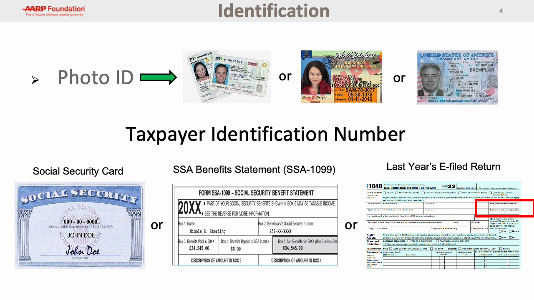Now, if the taxpayer doesn't have a Social Security card or Social Security benefit statement, they may use a prior year's tax return to verify their Social Security number if we generated the return. Now, if we didn't generate the return, check with your local coordinator.